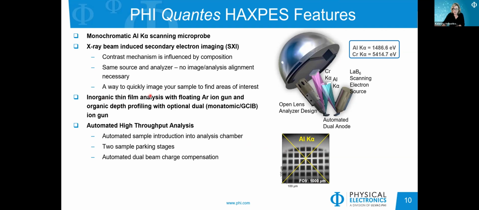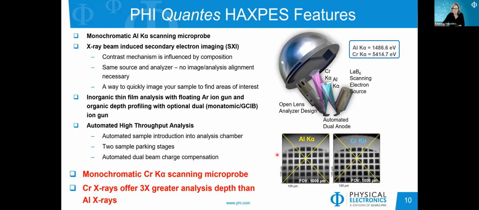We also have the capability to do depth profiling on this system. We also have an optional monatomic and GCIB ion gun. And like I mentioned, this is a high throughput system that has automated sample introduction, parking positions, and automated charge neutralization. But in addition to that, we also have a monochromated chromium K alpha source.